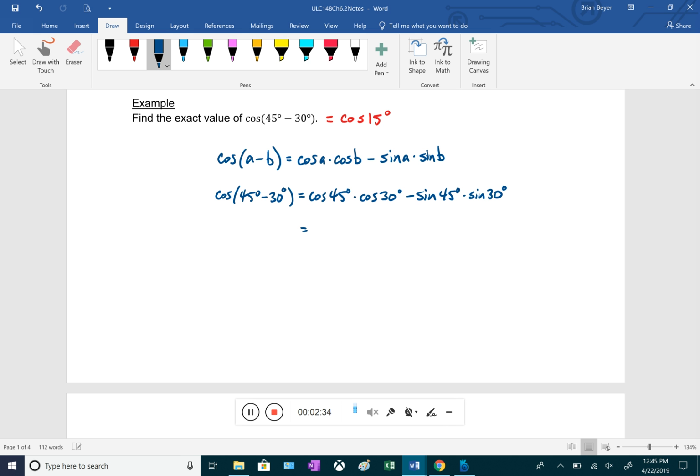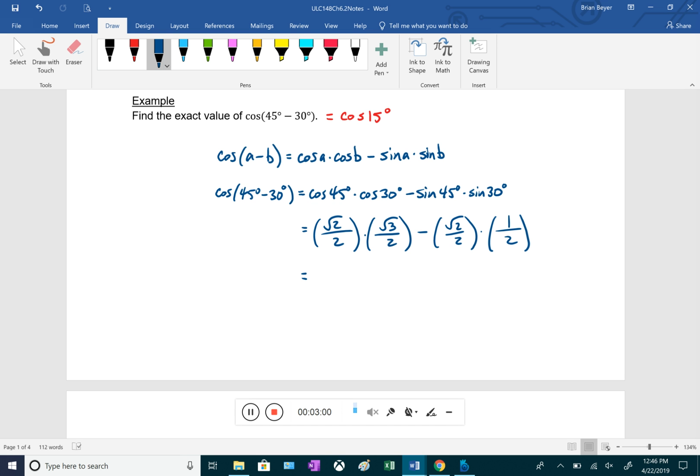Okay, so all we have to do is evaluate each one of those individually and then simplify it. Cosine of 45 degrees, so this is on the table. Cosine of 45 degrees is radical 2 over 2. Cosine of 30 degrees is radical 3 over 2. Sine of 45 degrees is radical 2 over 2. And sine of 30 degrees is 1/2.